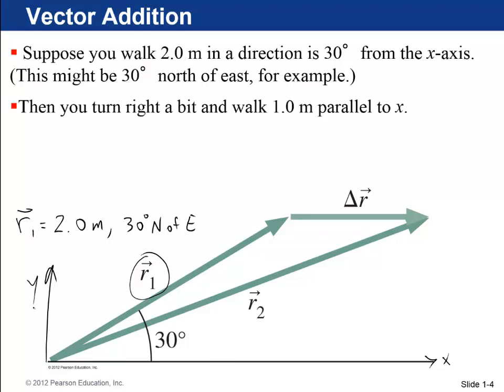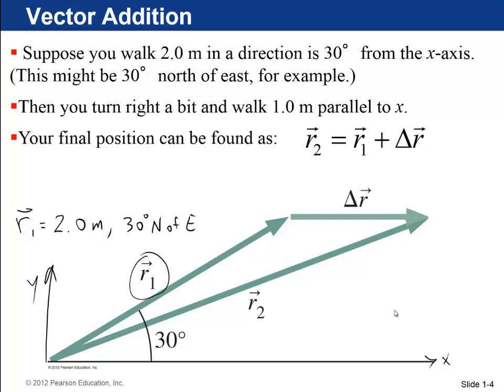So then you turn right a bit and walk an additional 1.0 meters parallel to x. So now your final position can be found as r2 equals r1 plus delta r. So r2 is your final position, r1 is your initial position, and delta r is your displacement. The definition of displacement delta r is equal to r2, your final position, minus r1, your initial position.